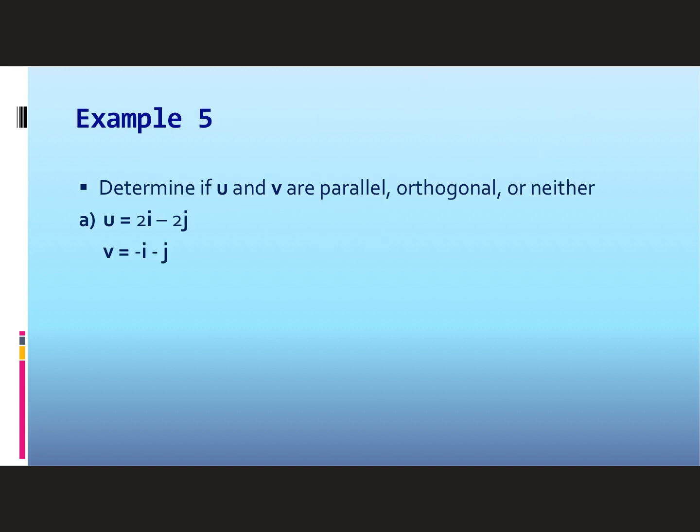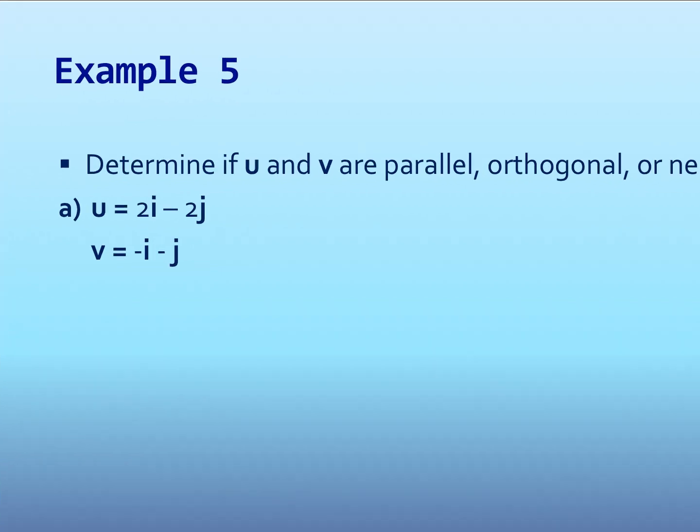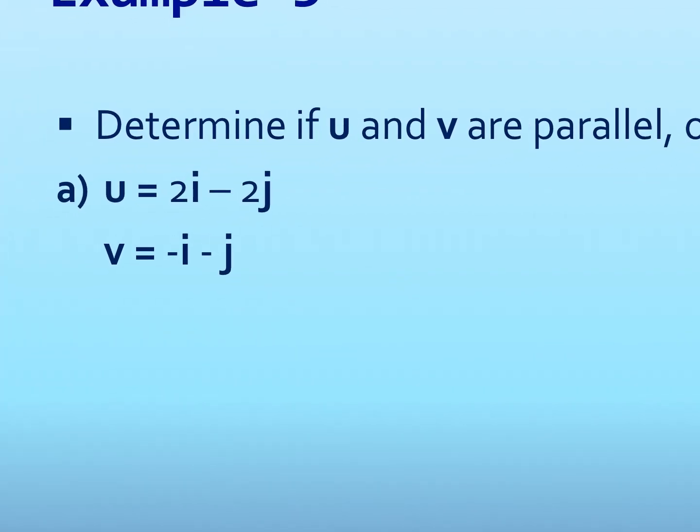So let's look at example 5. So example 5, it asks if we have parallel, orthogonal, or neither vectors. So here vectors are written with i and j. If we put this into component form, how would I write my vector here? 2, negative 2, perfect. And what would my other vector be? Negative 1, negative 1. Awesome.